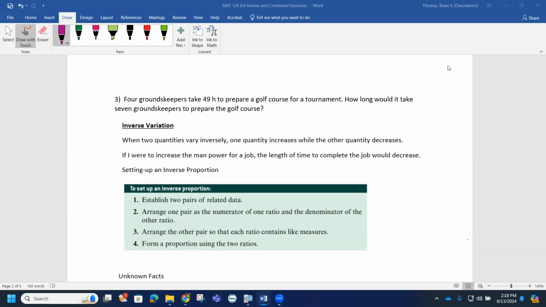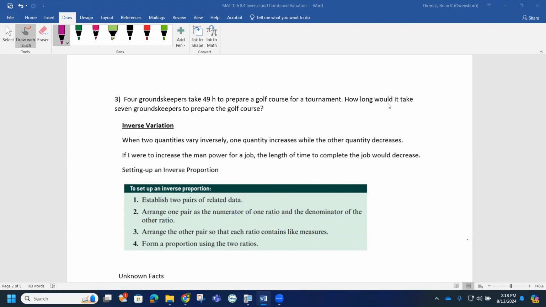So again, we're doing possibly inverse variation here. So let's see. 4 groundskeepers take 49 hours to prep a golf course for a tournament. How long would it take 7 groundskeepers to prepare the golf course? So notice that if you increase the manpower, the time it takes should actually decrease. So it should be under 49 hours is what I'm thinking.